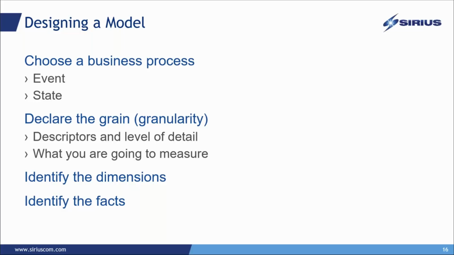Or I may decide, I don't really need all that detail. And so I'm just going to look at daily sales of products by store. And the other thing is the descriptors or the dimensions. Do I want to have this at the store level or maybe just the district level, day or month, salesperson, or maybe just the sales org? So you want to declare that granularity, and then what are you going to measure?